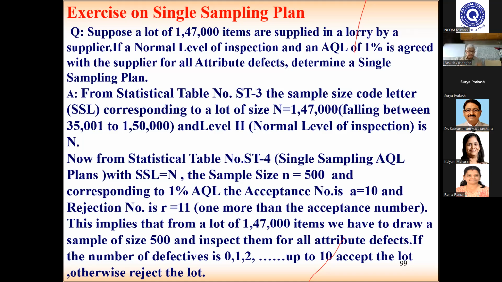What does it mean? This implies that from a lot of 1,47,000 items, we have to draw a sample of size 500 and inspect them for all attribute defects. If the number of defectives is 0, 1, 2, up to 10, accept the lot, otherwise reject it. Is it clear now? Yes, sir.